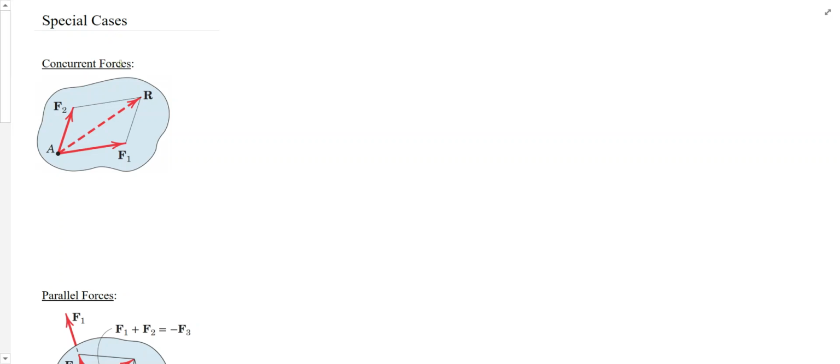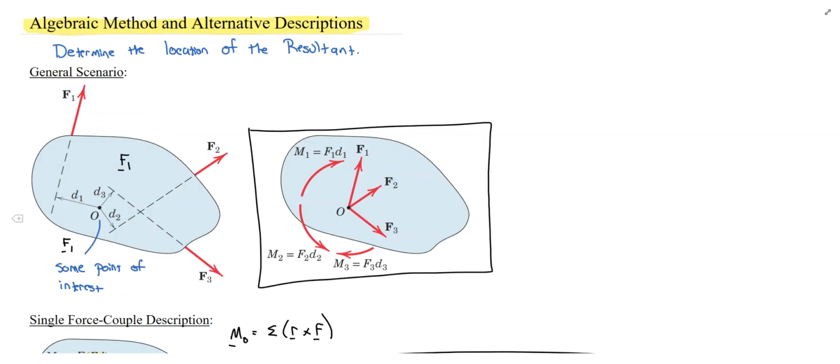All right. Still in Article 2.6, I want to mention a couple of special cases. We're dealing with resultants, if you recall. In our last video, we dealt with the general scenario of non-concurrent forces, and we located a resultant for F1, F2, and F3, the way it was shown here, by using what we called the principle of moments.